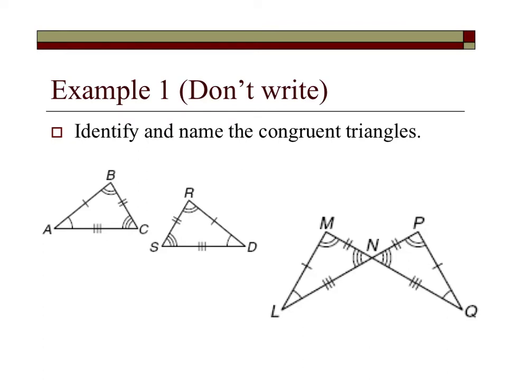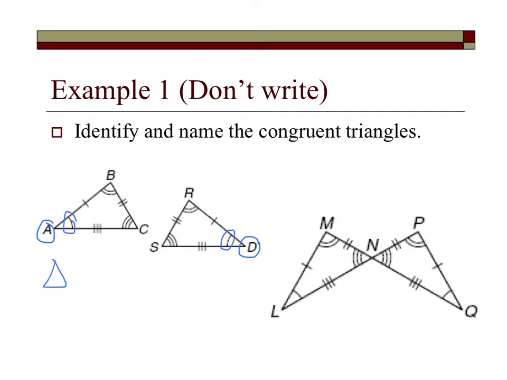So in this first example here, you don't really have to write it down. What I'd like you to do is maybe pause the video and think, okay, what two triangles are congruent? And then we'll have the answer there. For our first set of triangles, we want to point out that it's very important that your angles and your sides match up. So this angle A here should match up with angle D. Notice the congruent marks right here and here are the same.